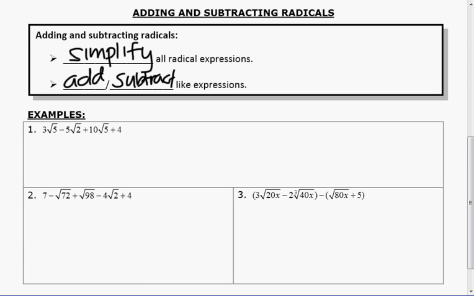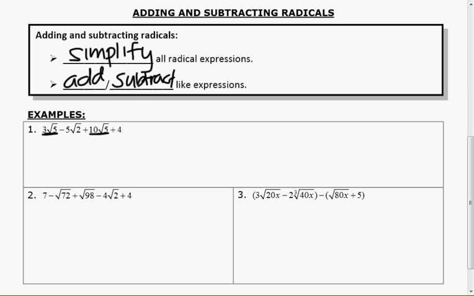All right, we have 4 terms in this first one. We have 3 square root of 5 minus 5 square root of 2 plus 10 square root of 5 plus 4. Think to yourself, which ones are like terms? Well, I see 2. There's the 3 square root of 5 and the 10 square root of 5. These both have the same radicand. Remember, that's whatever's under the radical. And then they also have the same index. So we can combine them.